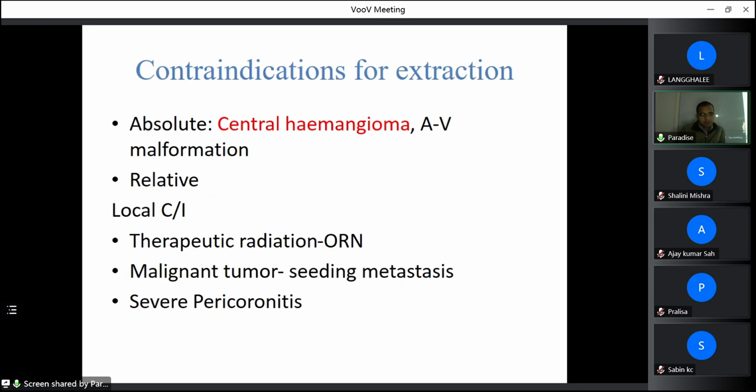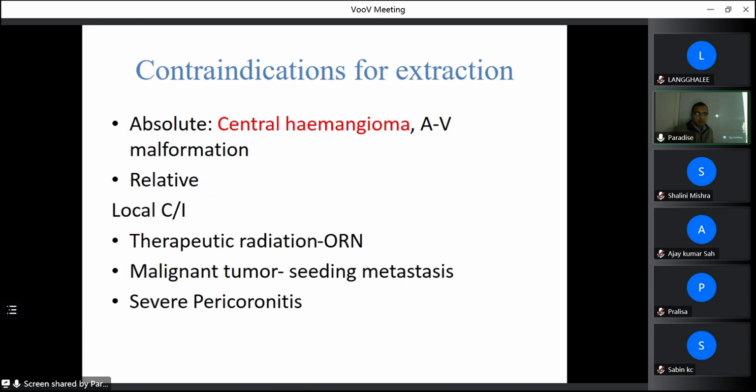So it is a traditional teaching that if there is severe pericoronitis, you should not extract the tooth because it will lead to spreading infection. But nowadays it is not followed. Even if there is presence of severe pericoronitis, if you extract the tooth and you prescribe the medications, it will heal uneventfully. You don't have to worry.